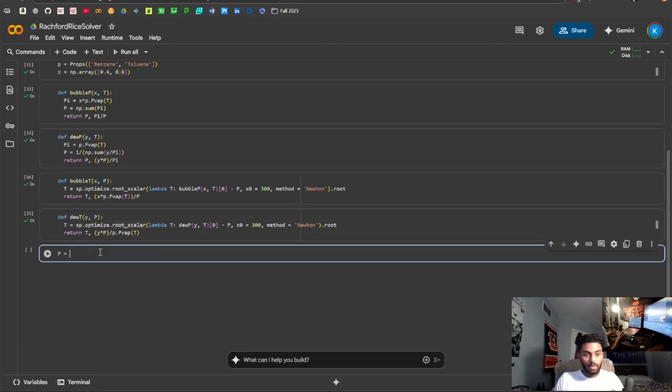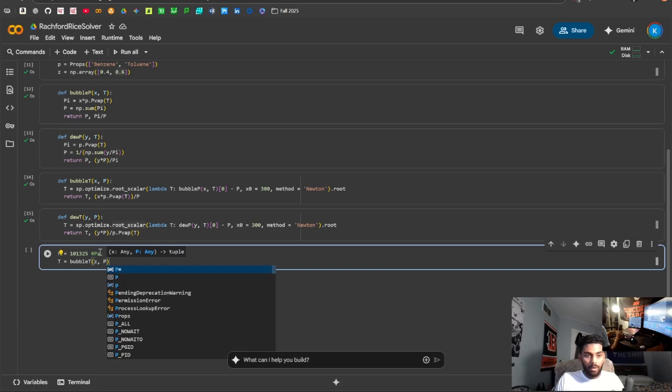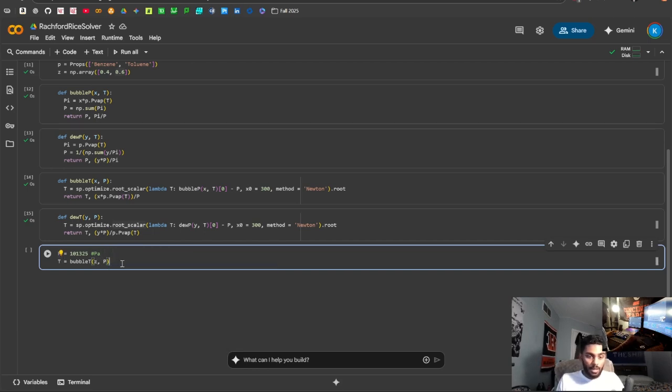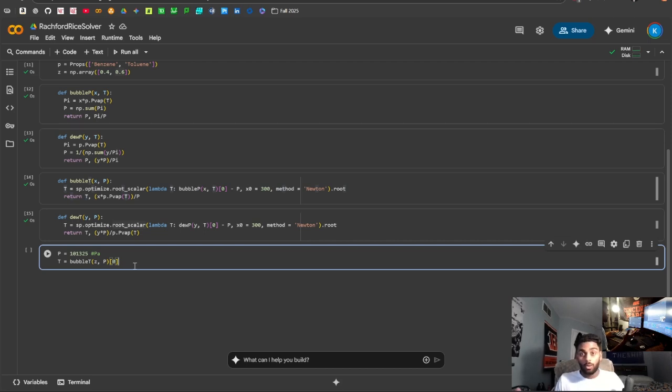So our problem statement, I guess let's start with that. Our problem statement states that we are running this flash calculation under atmospheric pressure, and our temperature will be an average of our bubble temperature and dew temperature at this given pressure. So running that calculation really quick. So bubble T at our composition and our pressure that we have stated up here. And we just want to return our temperature, which is just this output here. So we put this bracket 0 to signify that we only want to take out that first value that it's giving us.